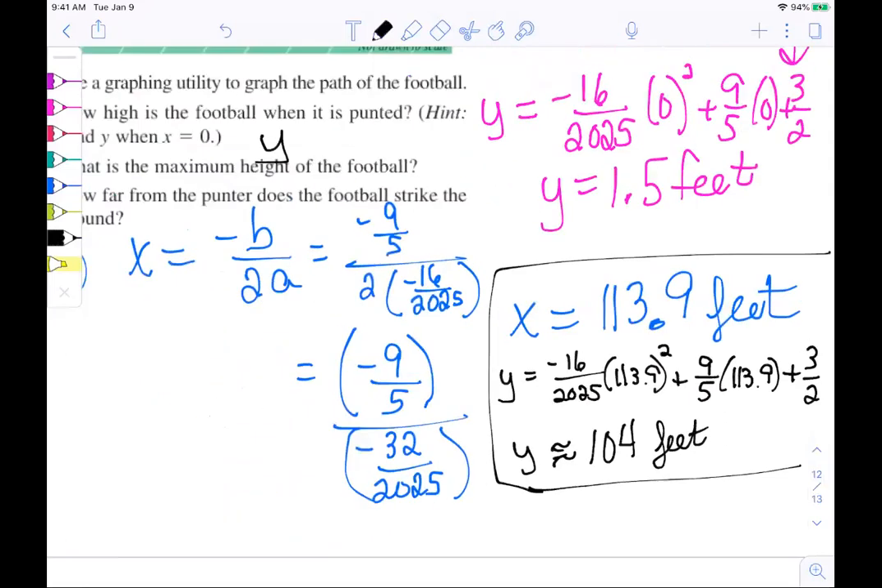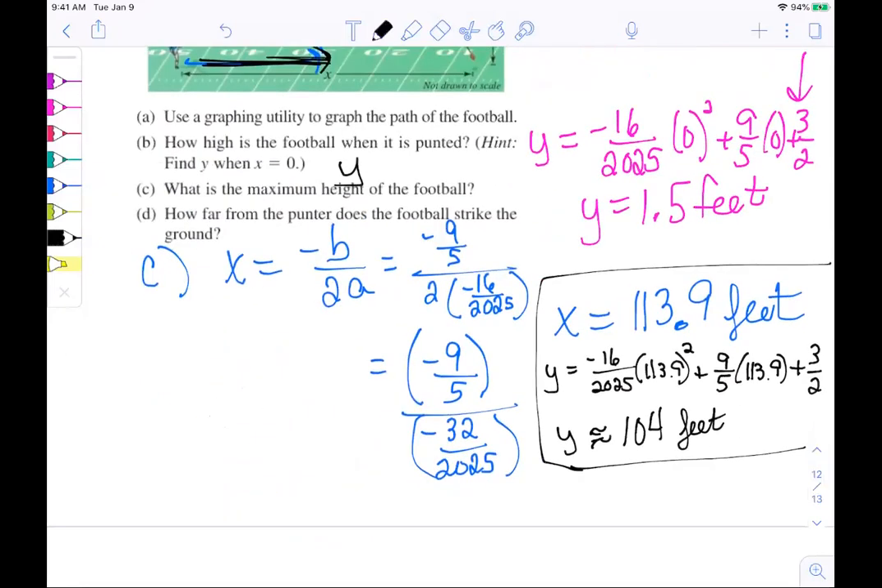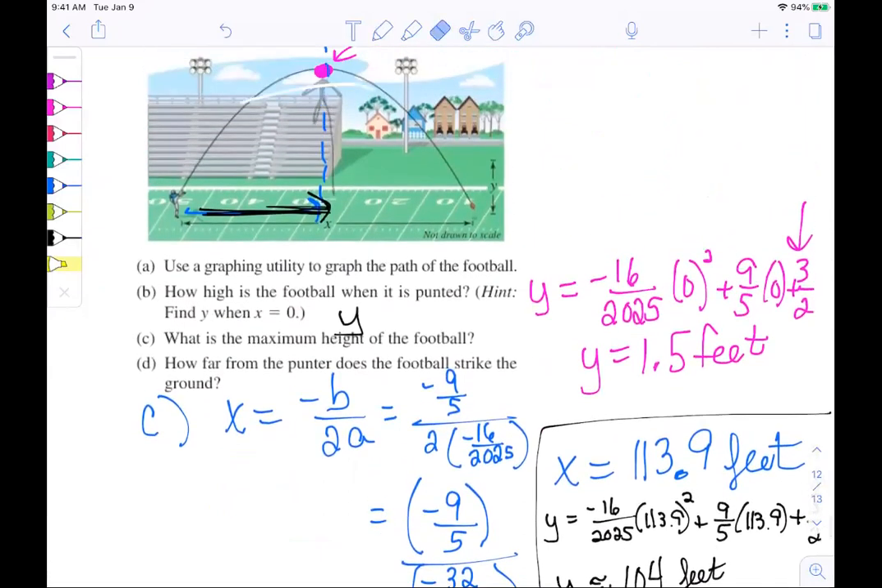The last question here for part D says, how far from the punter does the football strike the ground? I'm going to pull up my little picture again and kind of erase all the scribbles that I put on it. So essentially, we want to know the ball goes up, it comes down, somebody's going to catch it or it's going to hit the ground and somebody's going to run after it. In this case, it says it's hitting the ground. So how far did the punter kick the ball?